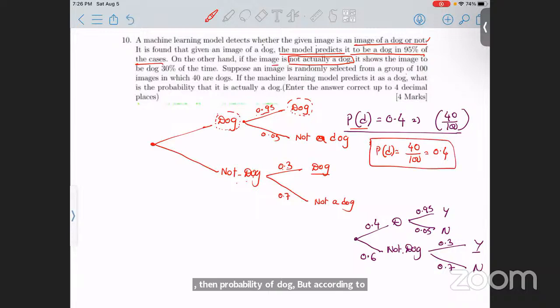So here probability of dog is 0.4 and probability of not a dog is 0.6. Okay, clear everyone?